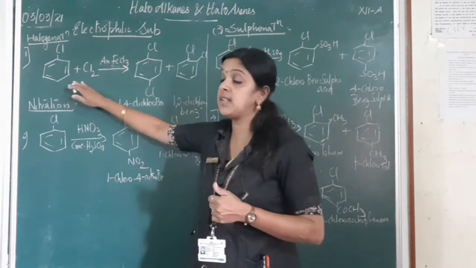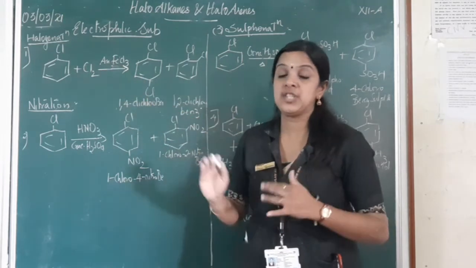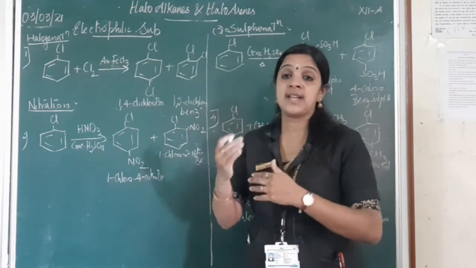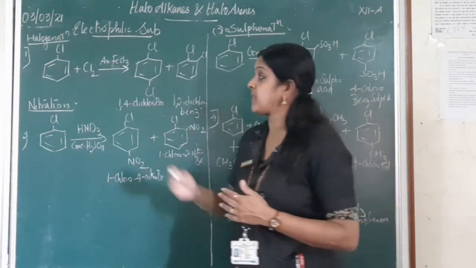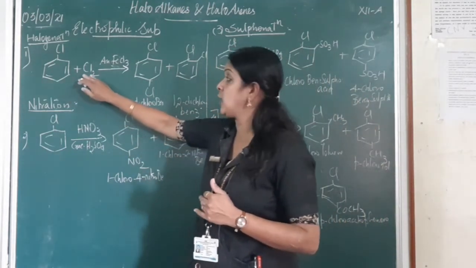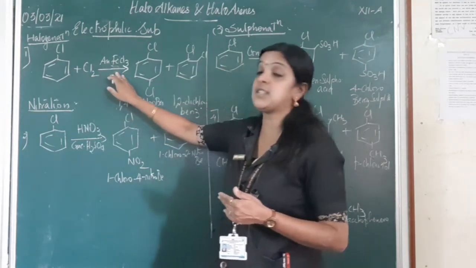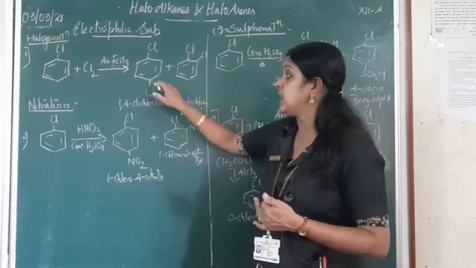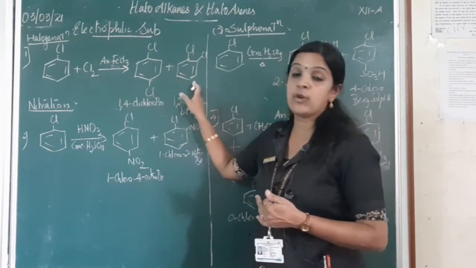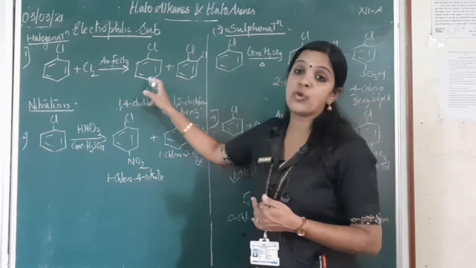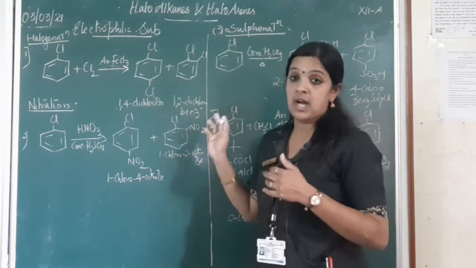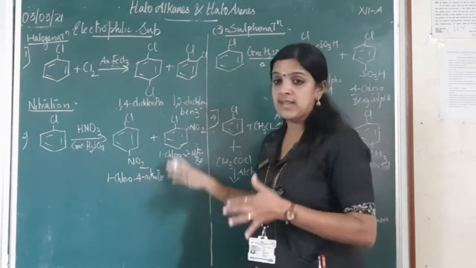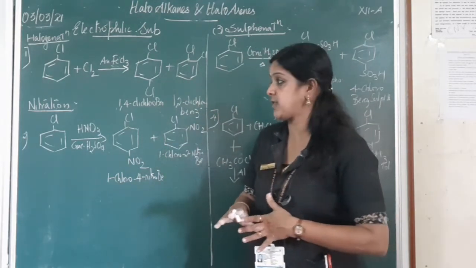So chlorobenzene, the first reaction is halogenation. What is halogenation? The reactant is going to get added with another halogen atom. So here, chlorobenzene, when it reacts with chlorine in the presence of anhydrous ferric chloride, FeCl3, as catalyst, you get para and ortho, that is 1,2-dichloro and 1,4-dichlorobenzene, out of which the para product will be the major product in all the electrophilic substitution reactions.